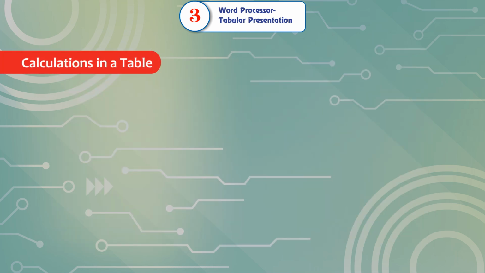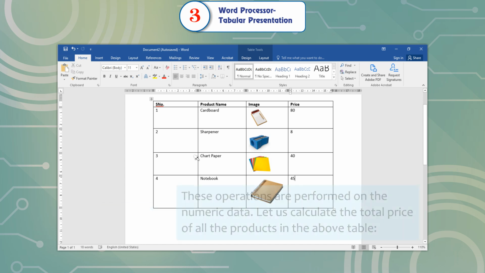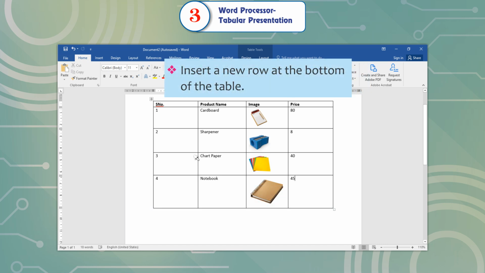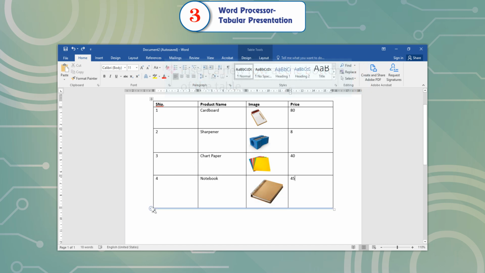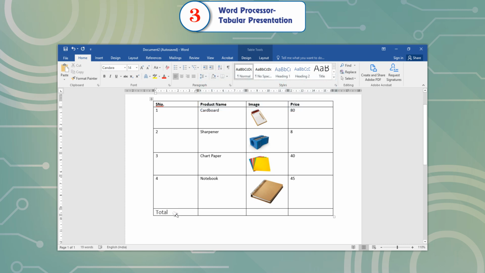Calculations in a table. Word allows you to perform calculations in a table like sum, average, count, min, max, etc. These operations are performed on the numeric data. Let us calculate the total price of all the products in the above table. 1. Insert a new row at the bottom of the table. 2. Type total price in the first cell.